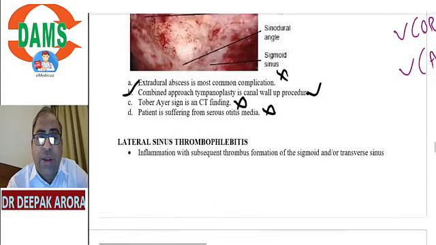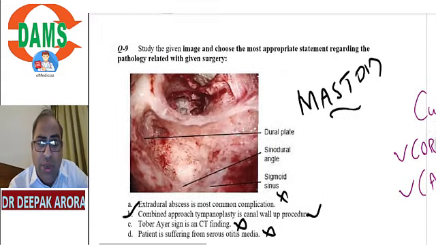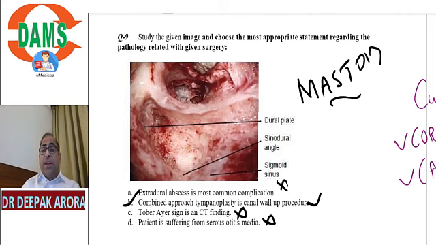Nicely formatted. Lateral sinus thrombophlebitis, very important. One is your most common intracranial complication, like mastoiditis is an extracranial complication. Examiner can ask you intracranial. Intracranial, most common is meningitis. Second most common is brain abscess. Very big controversy. Don't waste your time on controversial points and just try it.